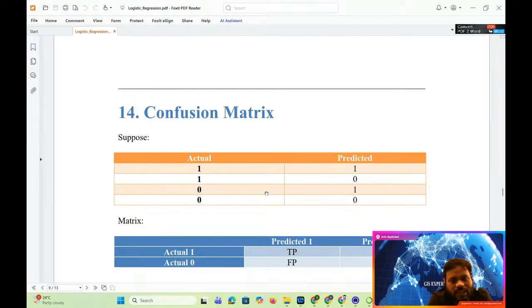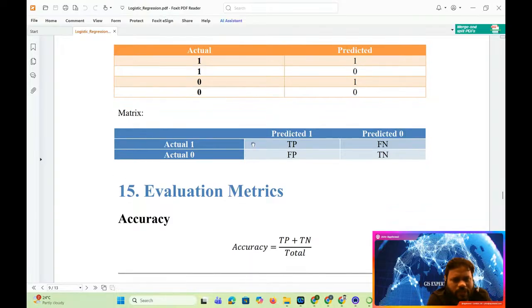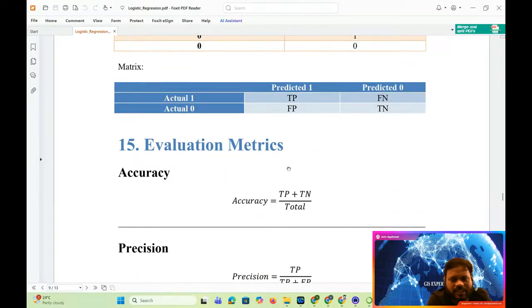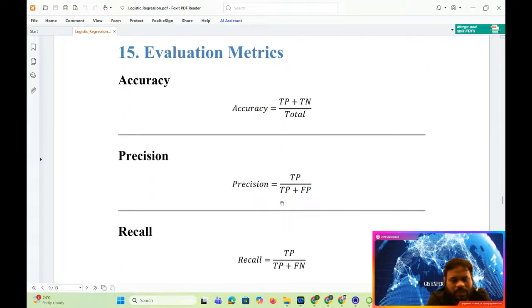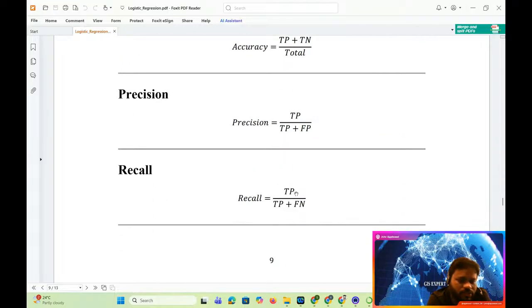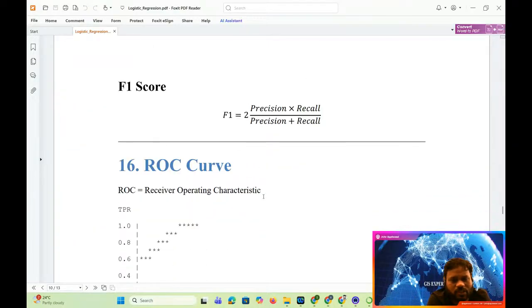Confusion matrix: suppose we have actual and predicted values. For example, actual 1 predicted 1 is true positive, actual 0 predicted 1 is false positive, actual 1 predicted 0 is false negative, and actual 0 predicted 0 is true negative. This is the way to build the matrix for actual and predicted. Evaluation metrics: accuracy = (TP + TN) / total, precision = TP / (TP + FP), and recall = TP / (TP + FN). F1 score = 2 × precision × recall / (precision + recall).